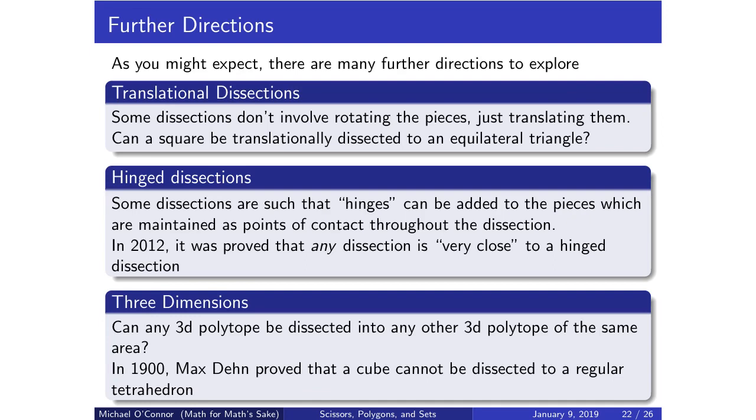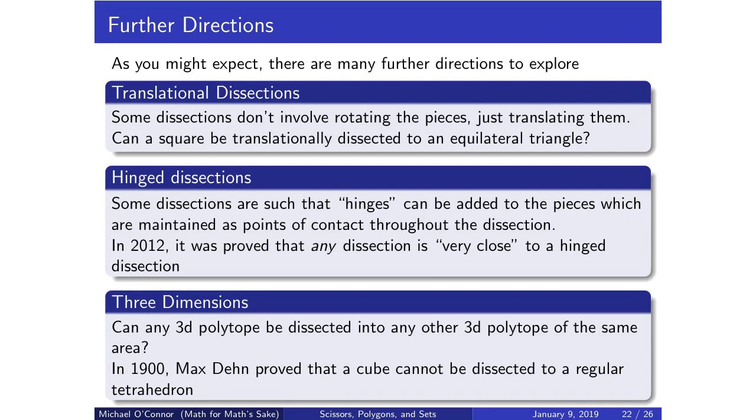A lot of the dissections we started by looking at actually didn't necessarily involve rotating the pieces. For example, the 5 squares to 1, you could do that by not rotating any of the triangles, but moving them across the square. And there's a question as to whether you can always do that. For example, can a square be dissected into an equilateral triangle without rotating the pieces? I phrased it as a question, but I'll just tell you the answers now. Some dissections, and this is better with a picture. Actually, let me leave this one so I give you a picture.